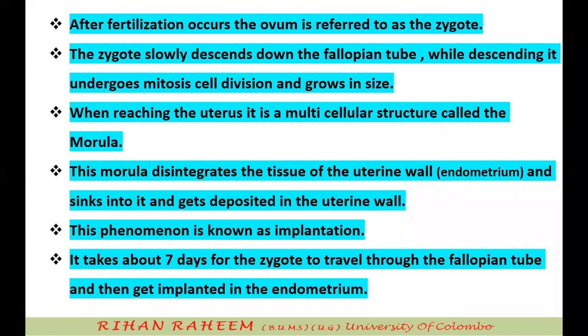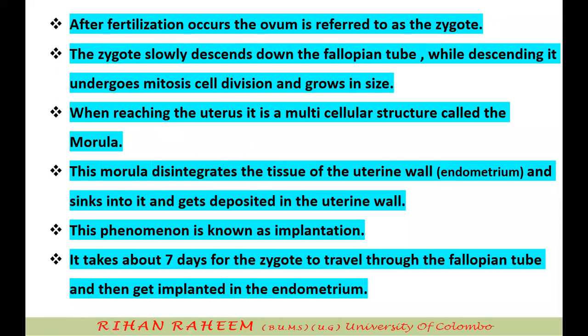Now we are made out of millions and billions of cells, but at one stage, we all were just one cell. The zygote slowly descends down the fallopian tube. While descending, it undergoes mitosis, cell division, and grows. One cell will become 2, 2 will become 4, 4 will become 8, like that, it will grow. When I show the picture, you will be able to understand.